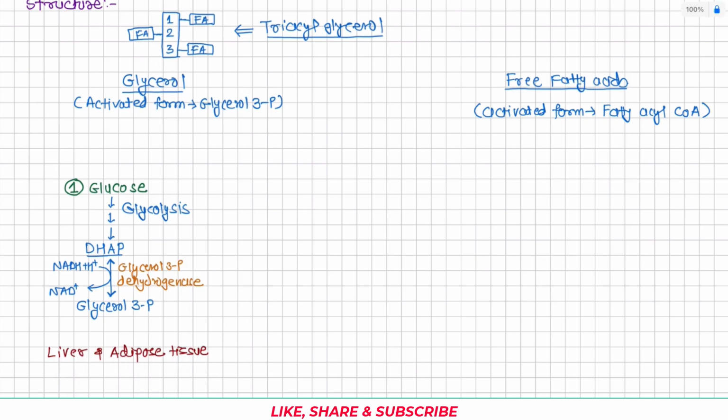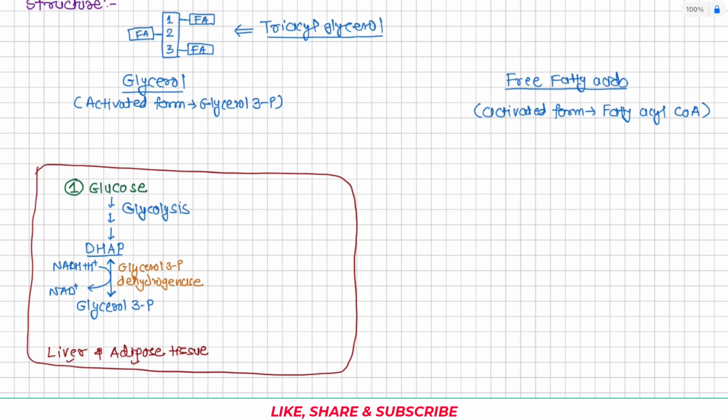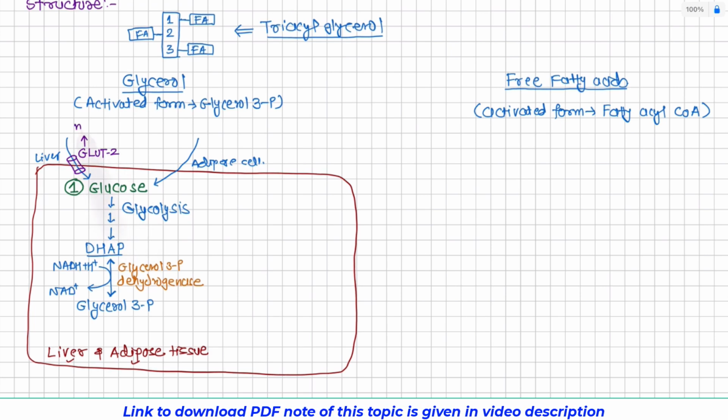So let's consider this rectangle as a liver or adipose tissue cell. Now glucose entry into liver cells and adipose cells is not handled the same way. In the liver, glucose transport happens through a transporter called GLUT2, and GLUT2 does not depend on insulin. So glucose entry into liver cells depends directly on the plasma glucose concentration. In adipose tissue, glucose transport happens through GLUT4, and GLUT4 is entirely insulin dependent. Without insulin, GLUT4 will not let glucose into the cell at all.